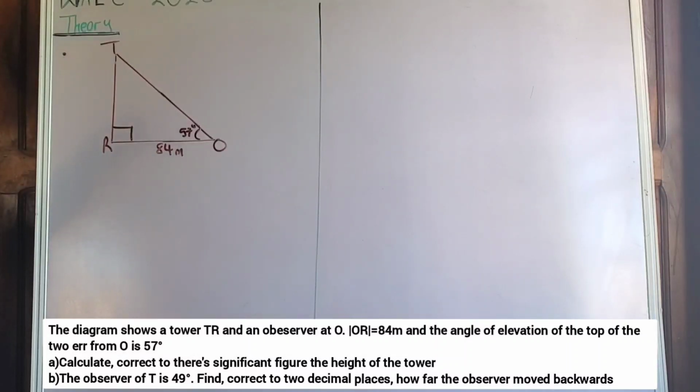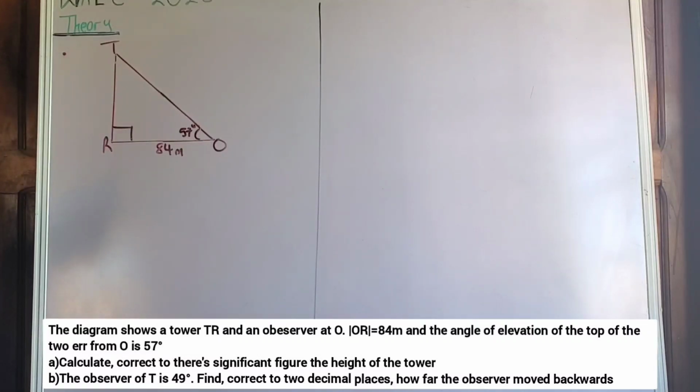Okay, the observer at O moved away from the tower in the same straight line until the angle of elevation of T is 49 degrees. Find, correct to two decimal places, how far the observer moved backward. Okay, please kindly pay attention. Let us start with the first question.